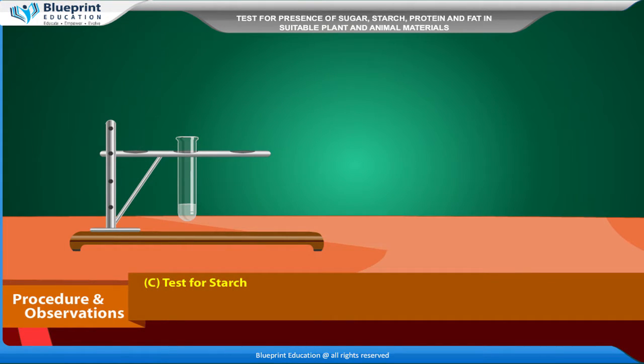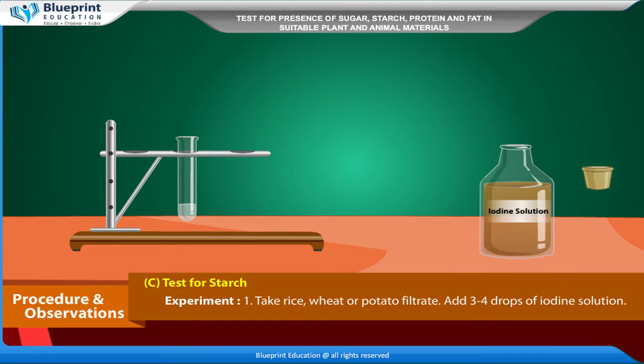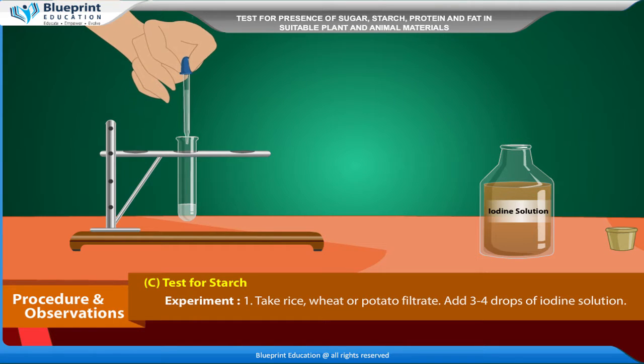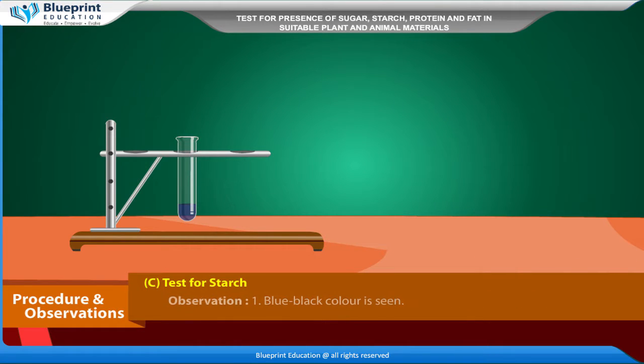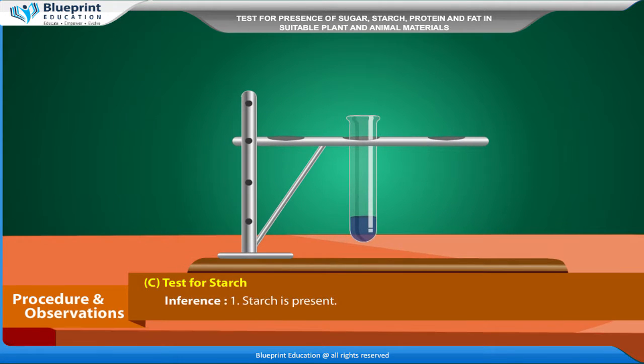Test for starch. Experiment: take rice, wheat or potato filtrate. Add 3 to 4 drops of iodine solution. Observation: blue-black color is seen.